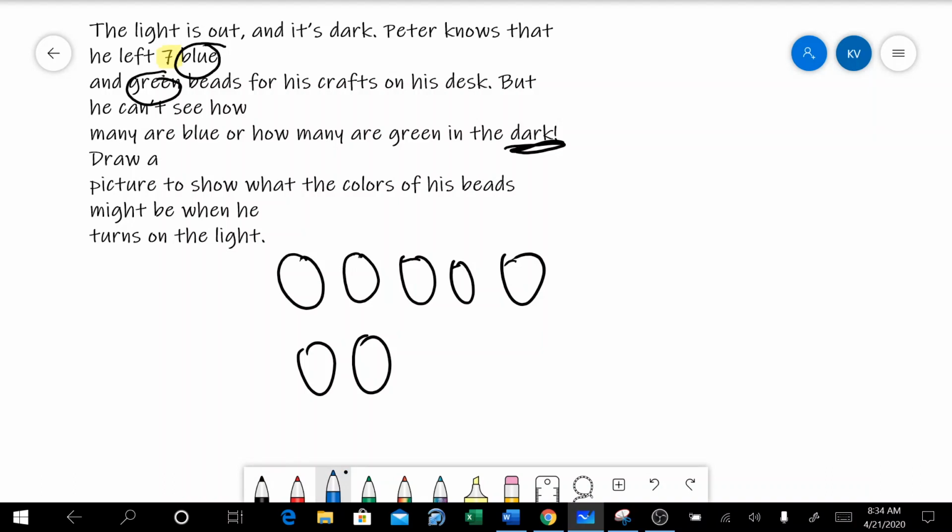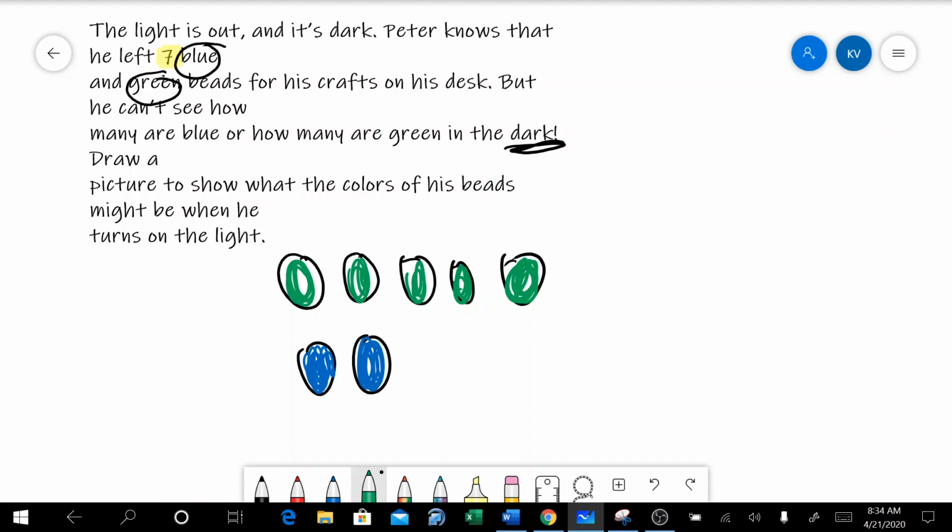I'm going to do, just to make it easy, the 2 at the bottom as blue. And if I did 2 blue, how many does that leave for green? Good, we can easily see in a 5 group way that it would leave 5 green. So I'm going to color these 5 green. So now we have drawn our picture and we have shown one way that his beads could be green and blue. Is this the only way that he could find them? No, we could have done 3 green and 4 blue. There's lots of different things that we could have done, but we chose to do 5 green, 2 blue.